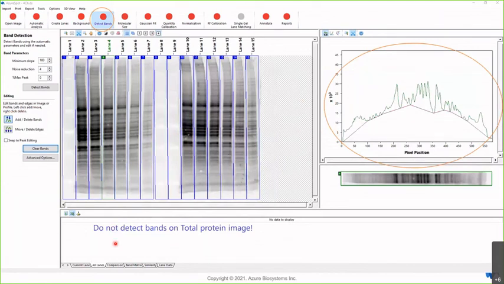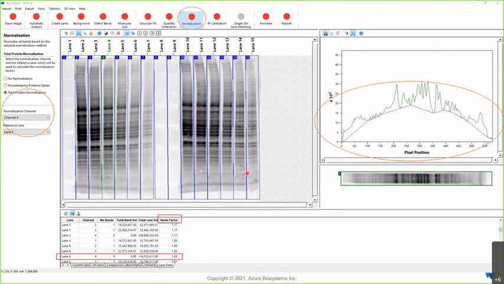Next, one thing to keep in mind is do not detect the bands on the total protein image. This method works for Azure Spot, but may not work for ImageJ, which I'll explain later. So you can see that there's no band detection in the total protein image.